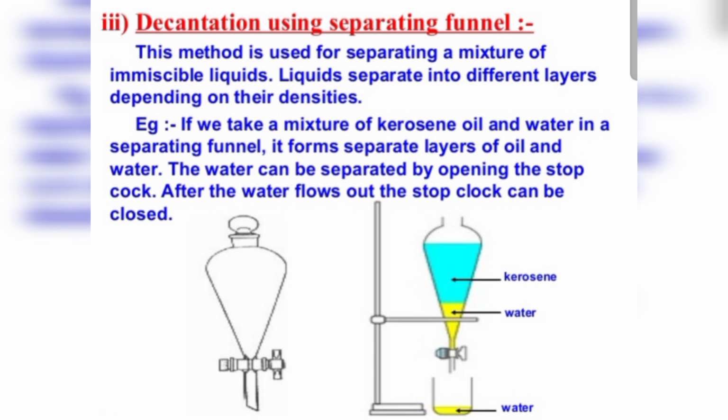If we take a mixture of kerosene oil and water in a separating funnel, it forms separate layers of oil and water, and the water can be separated by opening the stopcock, as you can see in the figure. After the water flows out, the stopcock can be closed, and after some time we can separate the oil also. So this method we can apply to separate two immiscible liquids.